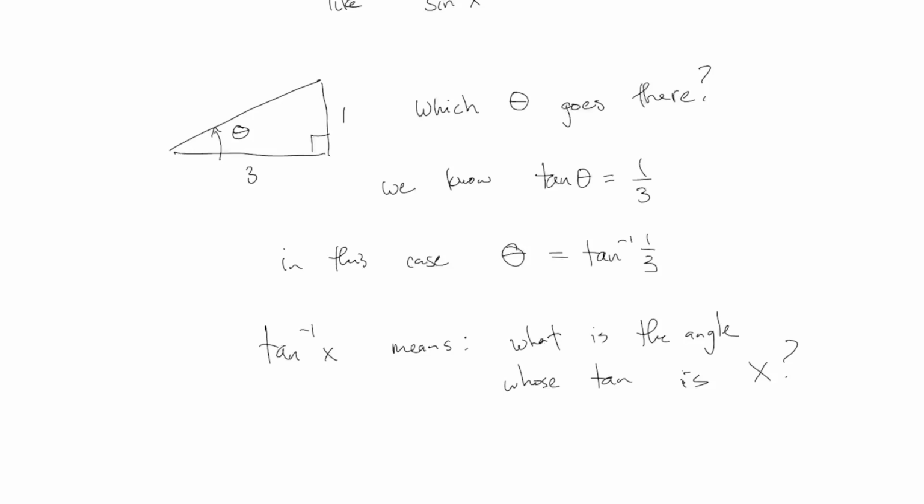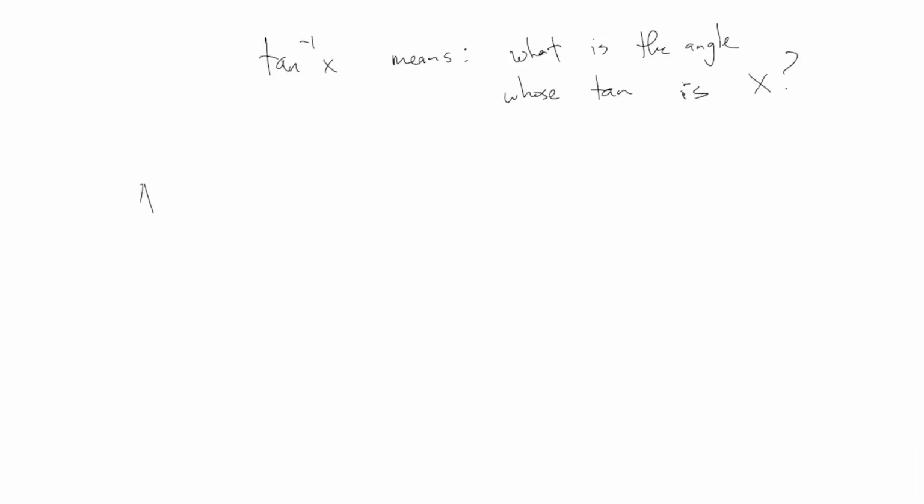These functions, on your calculator, are usually written with the little -1 like that. These are also written like this, arctan of x. It means exactly the same thing. It's just another way of writing it. So sometimes it is written with a little -1. Sometimes it is written with the arc. They mean exactly the same thing.